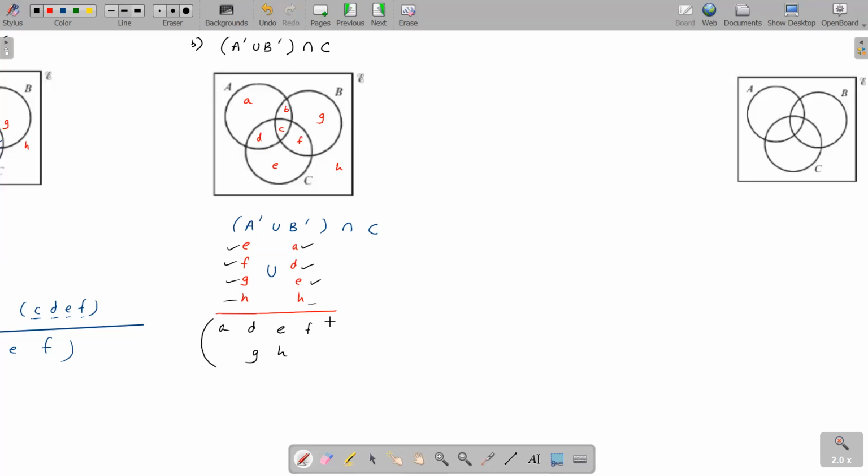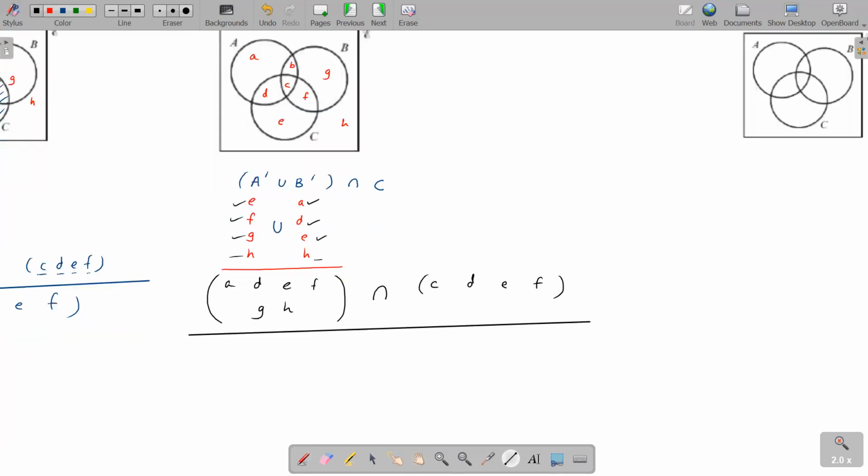Now this answer, I need to take the intersection of it with circle C. Circle C is this: C, D, E, F. So you write here C, D, E, and F. Now take the intersection. Intersection means take the regions that are common. Which regions are common? A doesn't work. D is common, E looks common and F looks common. So D, E, and F are the three common regions, because we are taking the intersection between these two sets. These are your answers.